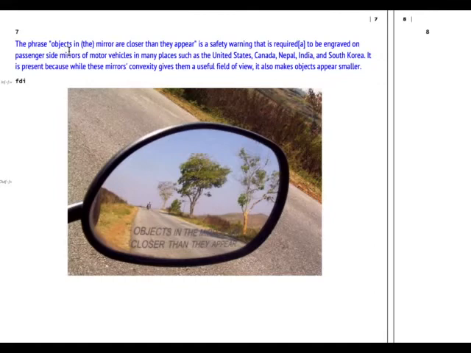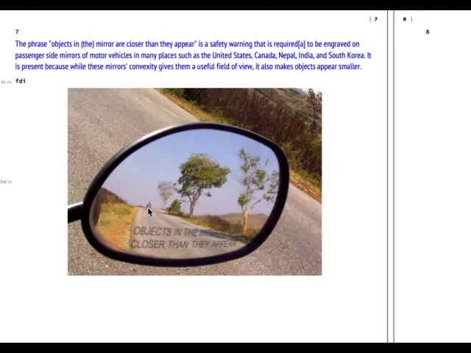The phrase, objects in the mirror are closer than they appear, is a safety warning that's required for passenger side mirrors on motor vehicles in many places such as the US, Canada, etc. These mirrors' convexity give them a large field of view, but it makes objects appear smaller. Just like in the other slide, the image size was small.